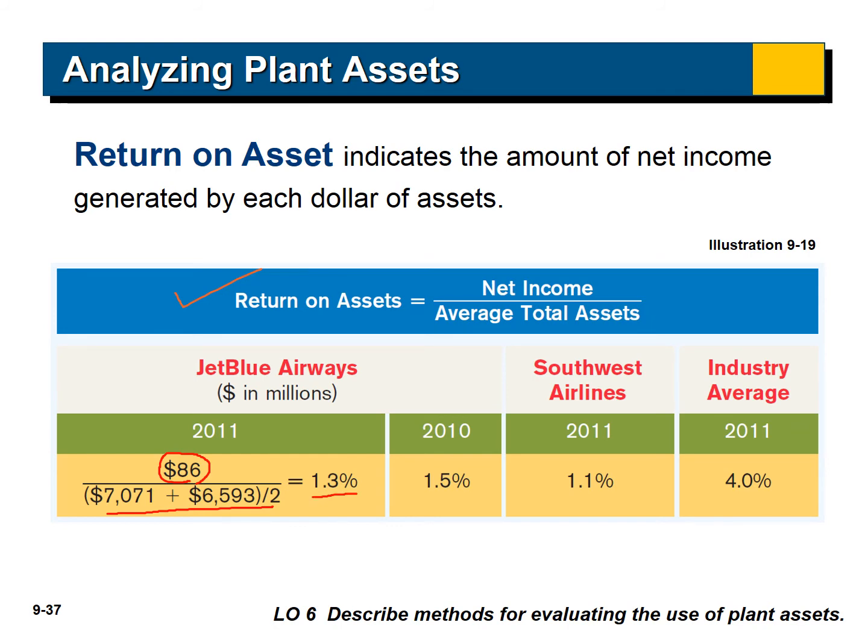So that means how much net income is generated by each dollar of assets. It's like saying for every dollar of asset you have invested, you get 1.3 cents of income. Now compared to the Southwest is a little bit less, but the industry average is a little bit more. Airlines tend not to have a big return.